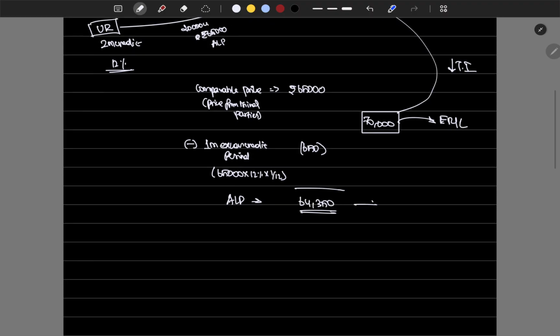This is the price at which Eric should have sold to Fast Growth, but it sold at a higher price to reduce the total income of Fast Growth. So we have to consider this as the purchase price for 20,000 units. So into 20,000 units.